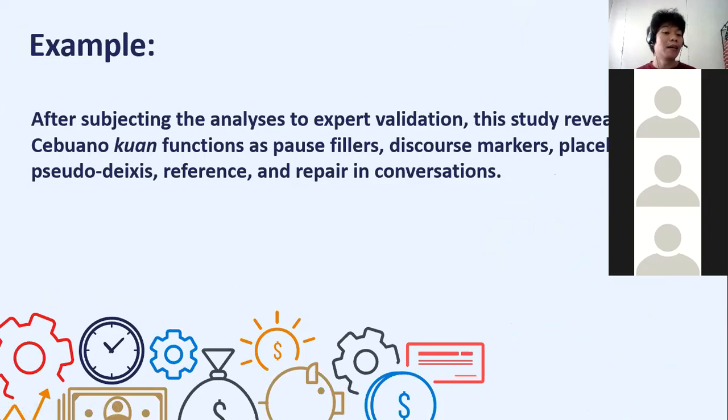Okay, example, after subjecting the analysis to expert validation, this study revealed that Cebuano Kuan functions as pause fillers, discourse markers, placeholders, pseudodeixis, reference, and repair in conversations. So very condensed. You need to synthesize. So you need to condense the results and discussion in just one sentence.